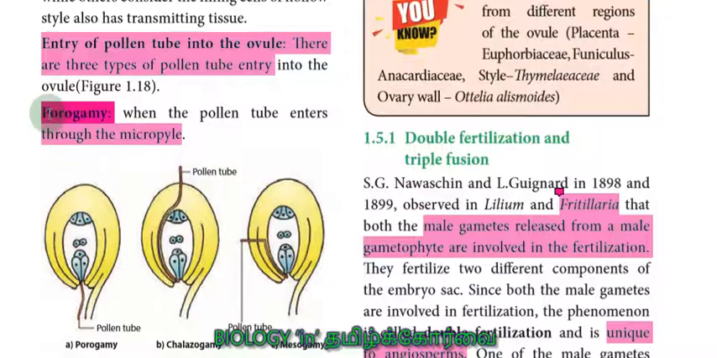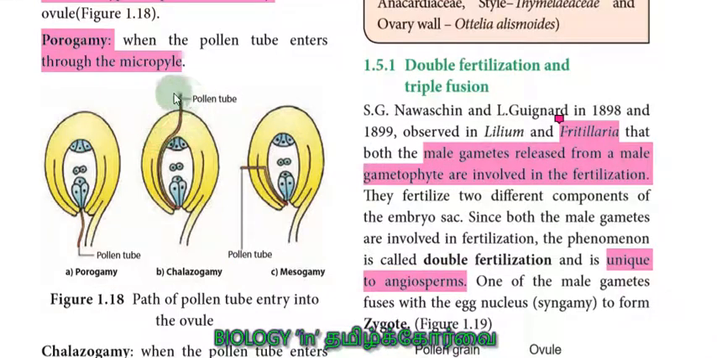So here the first one is porogamy. Porogamy means when the pollen tube enters through the micropyle. So this is the micropyle, through which the pollen tube enters. The micropyle is the opening through which the pollen tube should enter. Whatever the type may be, ultimately the pollen tube enters through the micropyle only. Please take note of it. This is a very important point.